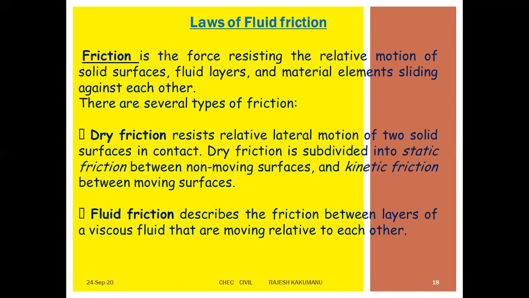The term friction is the force resisting the relative motion of solid surfaces, fluid layers, and material elements sliding against each other, right? When friction occurs, stress is automatically formed whenever the friction is getting reduced, right? So here it is the force resisting the relative motion of two solid surfaces, such as tires on the roads, right?